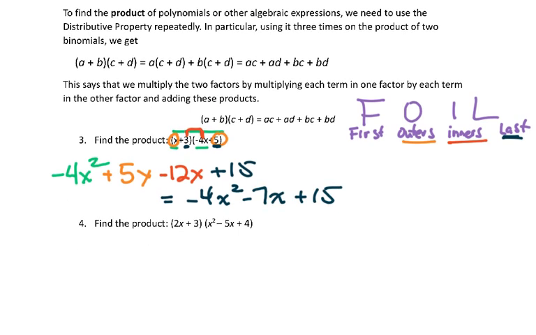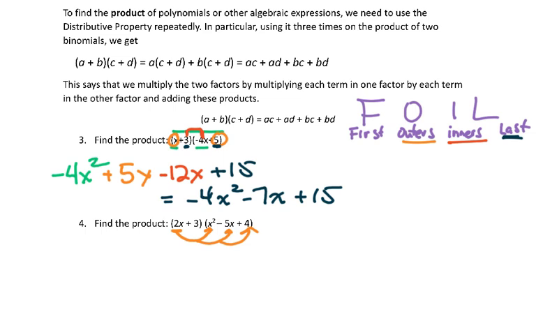So number 4, the next problem, we can't use the FOIL method because we have a binomial, but it's multiplied by a trinomial. But the same method kind of works where we multiply each term by each other. So what do I mean by that? The way I like to work this is I'm going to start with the 2x, and I'm going to first multiply it by the x squared, then by the negative 5x, then by the 4, and then I'll do the same thing with the 3.